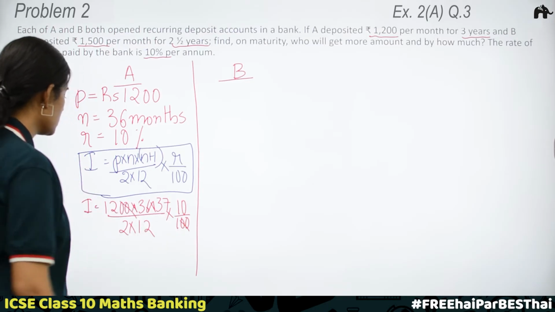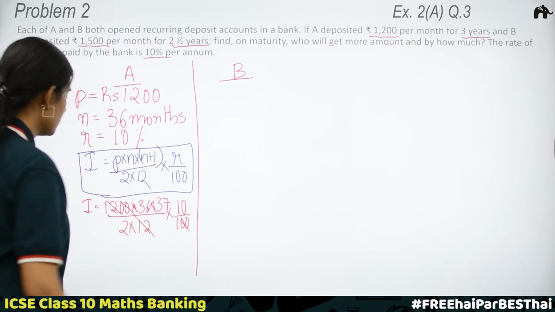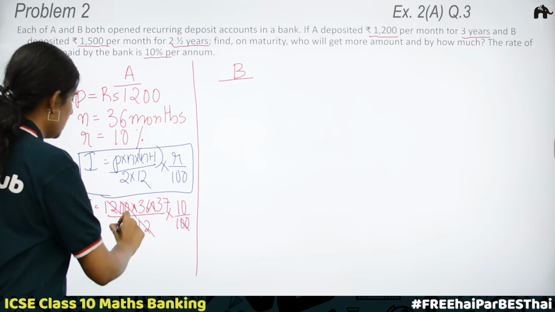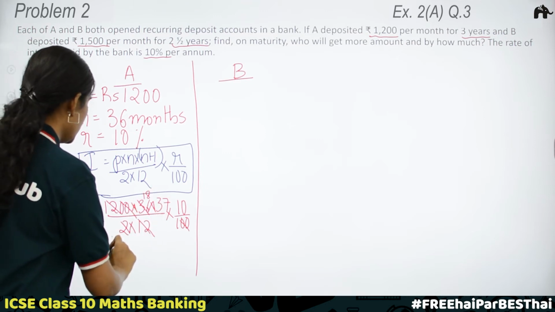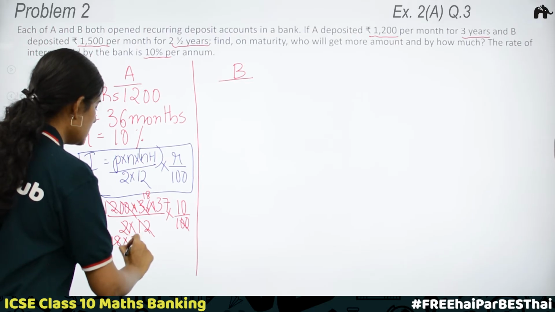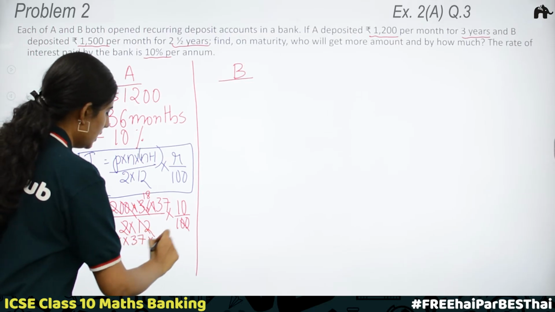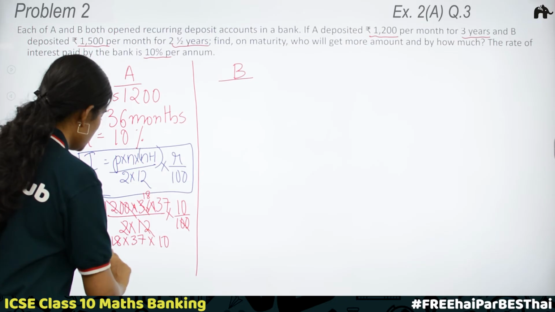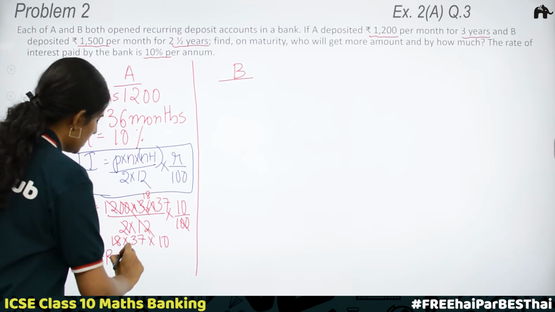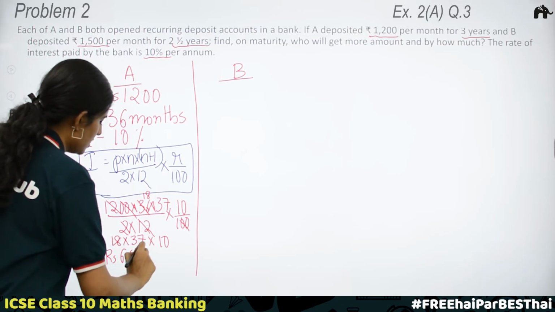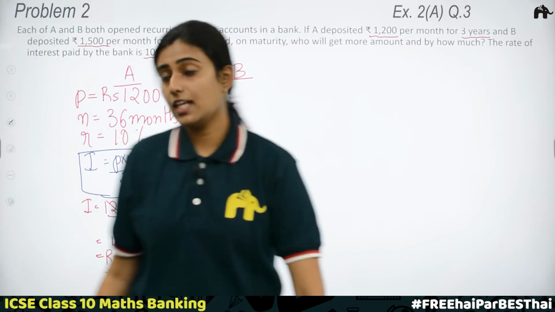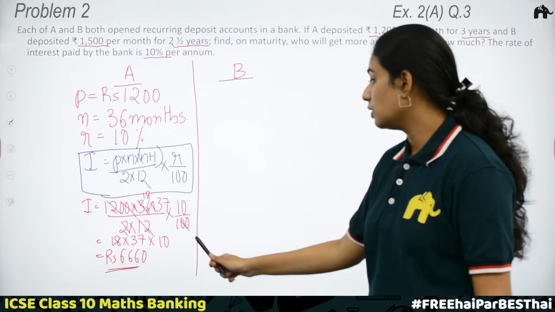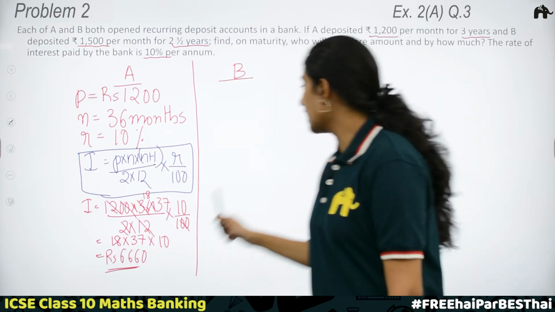Cancelling out zeros. 12, 2 and 36. 18. 18 into 37 into 10. We'll be getting rupees 6,660. Do the calculation. Here the interest is rupees 6,660.